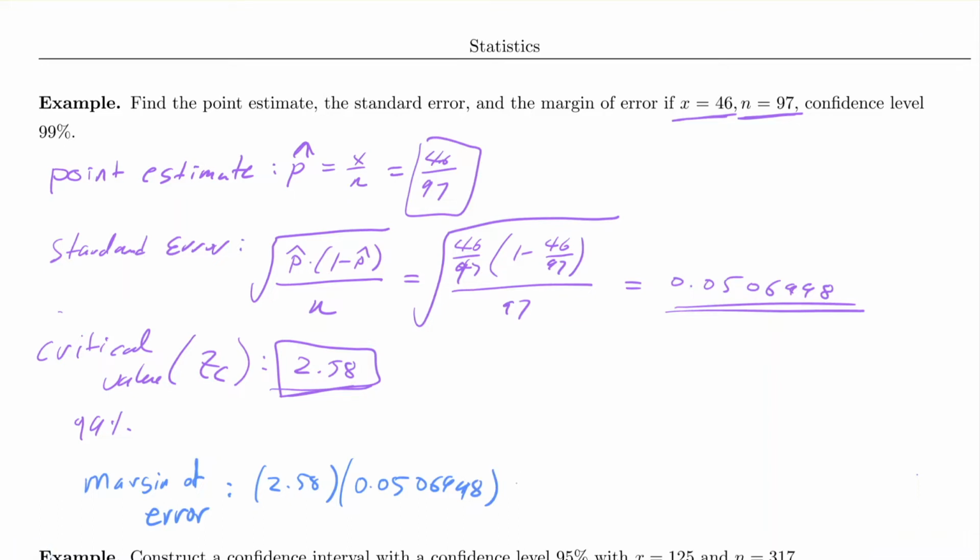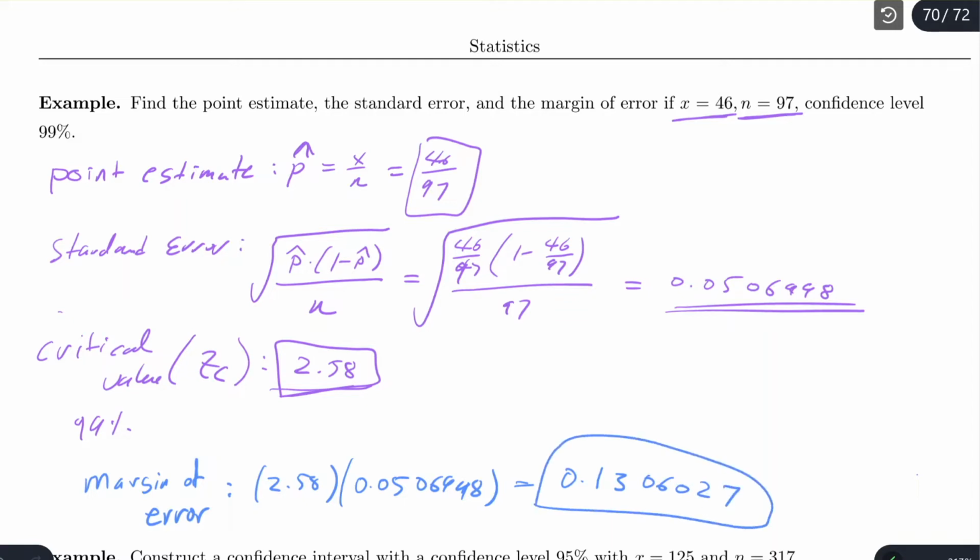And we get 1.13, excuse me, 0.06027. So this is the margin of error. So from here, we can add and subtract from the point estimate to find the confidence interval. Yeah, but this is the basic idea.